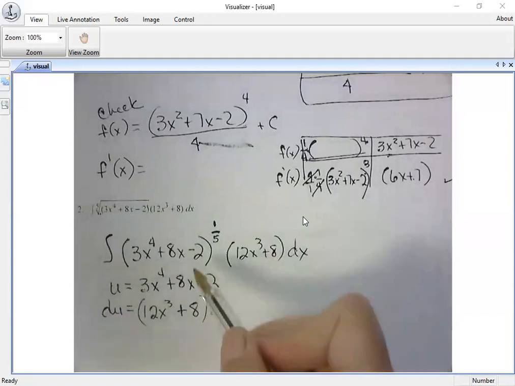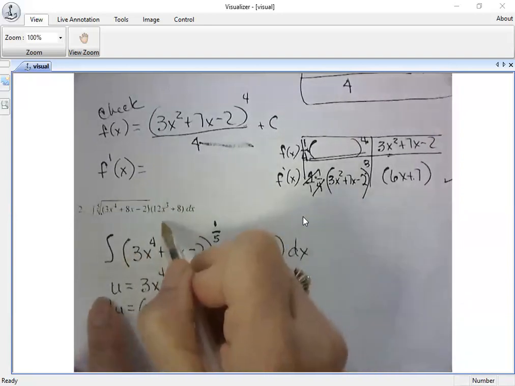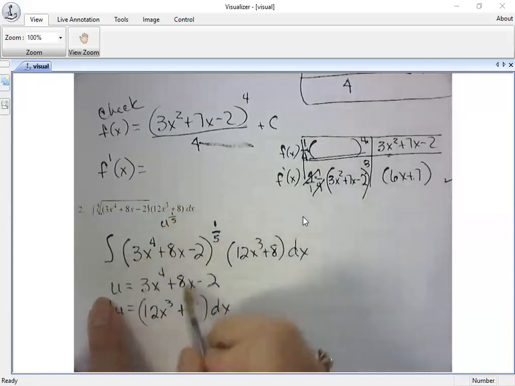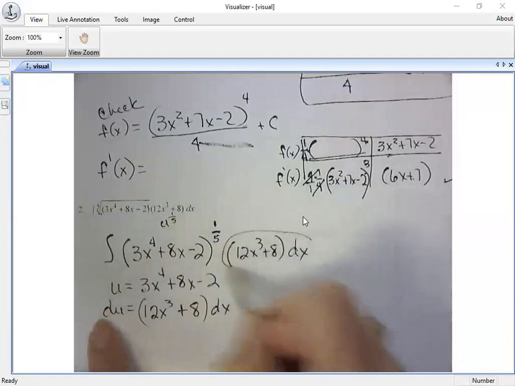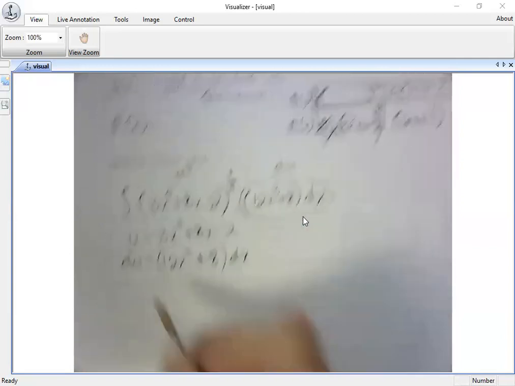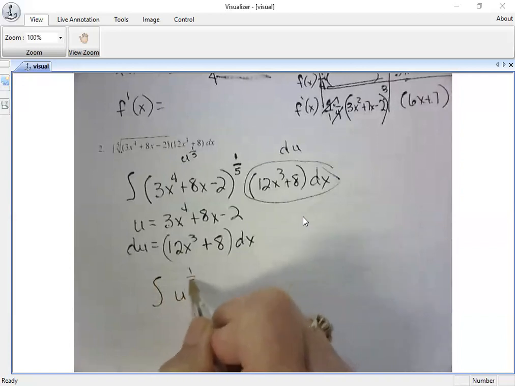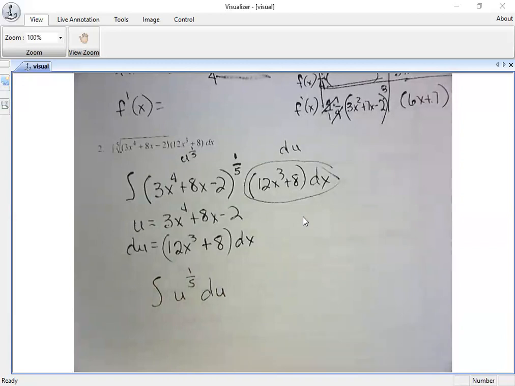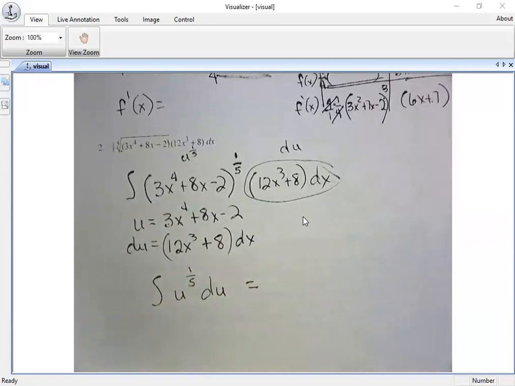So let's see if we were to think of this parentheses as u to the 1/5. I've got everything taken care of here. Do I have everything I need for the du? Yes. There you go. We are going to be able to replace that with u to the 1/5 du, and now I can integrate that. How do you integrate u to the 1/5?